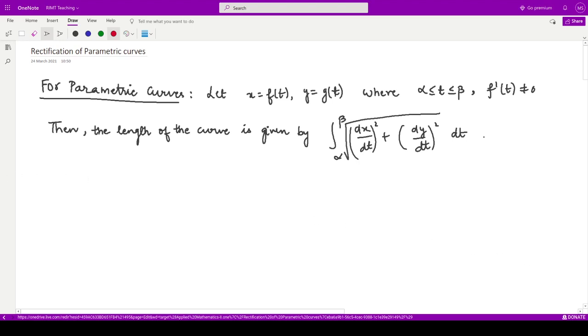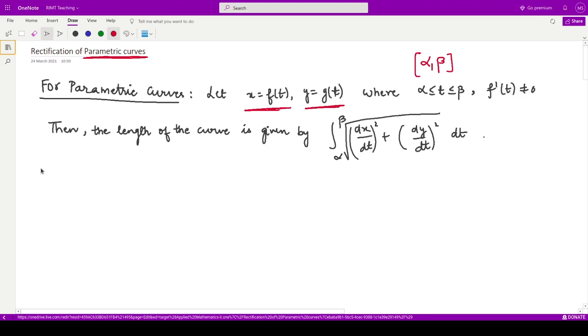So here we will talk about how to find the length of the curve for parametric curves. The parametric curves are of this form: x is equal to f of t and y is equal to g of t, where t is defined in some closed interval, say alpha to beta. Moreover, this quantity f dash t should not be equal to 0.